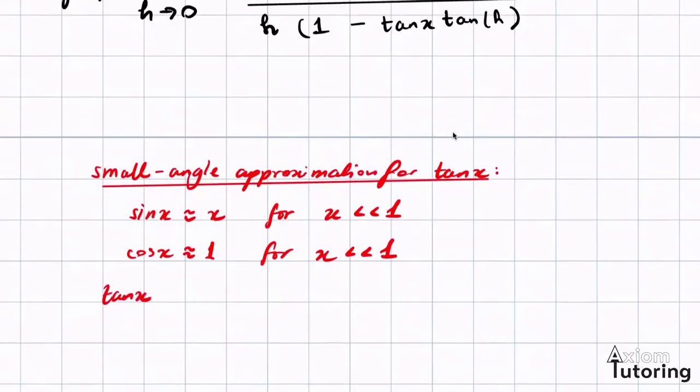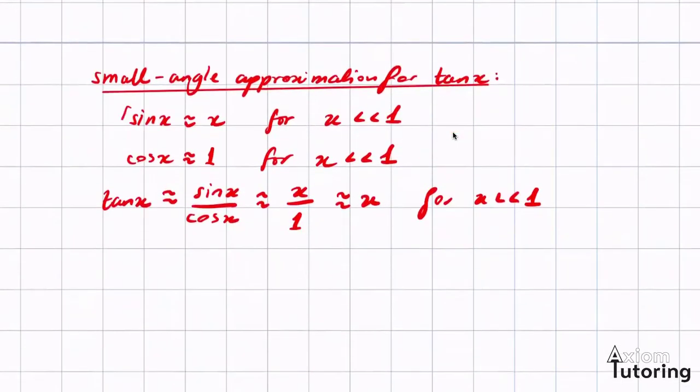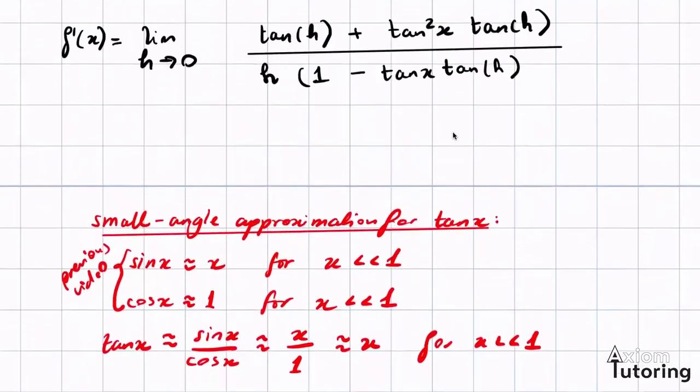And so what do we approximate tan x to? Well, that's going to be the small angle approximation of sin x over cos x. And so that approximates to x over 1, which is just x, for x much less than 1. So these two are from our previous video, and we can see exactly how we get the small angle approximation for tan x from sin x and cos x.